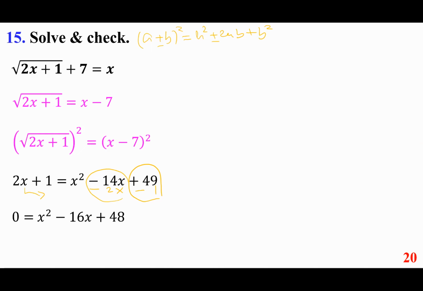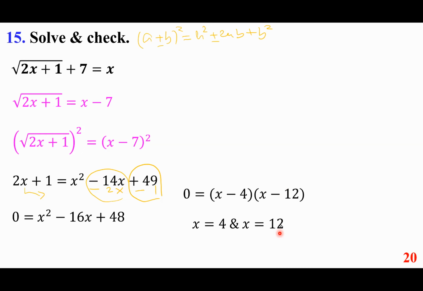Basic factoring. You can do it by the quadratic formula, but with basic factoring, you want two numbers whose product is 48 and whose sum is negative 16. Those are 4 and 12. Because it's negative, both of them are negative. Therefore, it becomes x minus 4 times x minus 12. You set this equal to 0, so x is either 4 or 12. So we have two solutions.